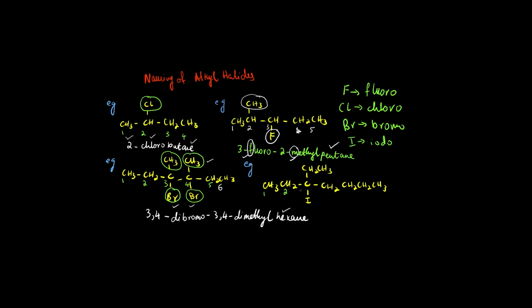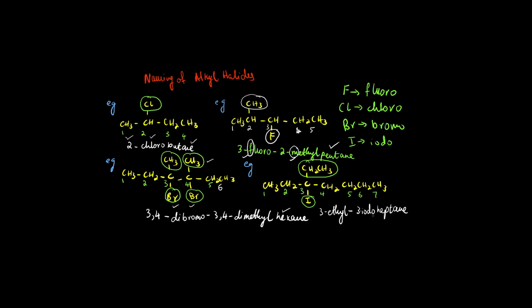Let's number it first. The longest carbon chain would be 7 carbons, and we have an iodine substituent and an ethyl substituent. Now let's name this compound. We have 3-ethyl-3-iodoheptane.